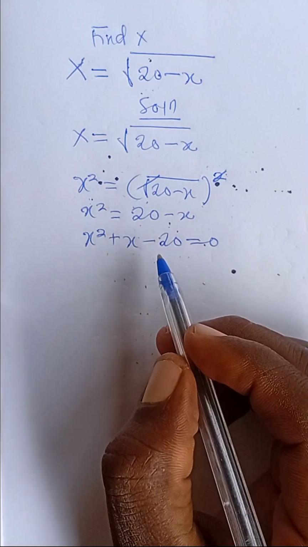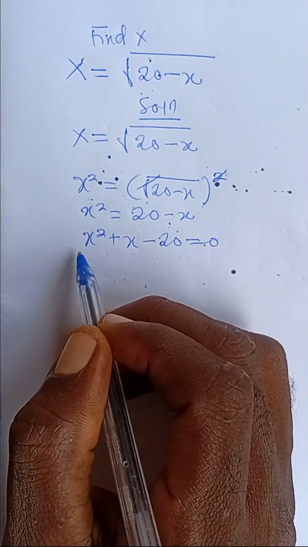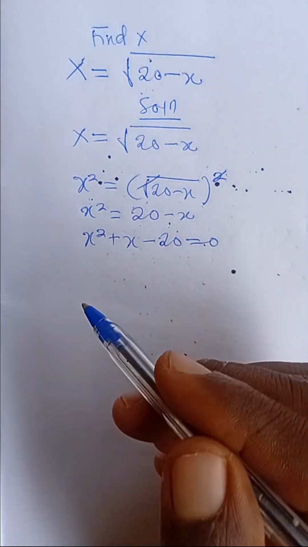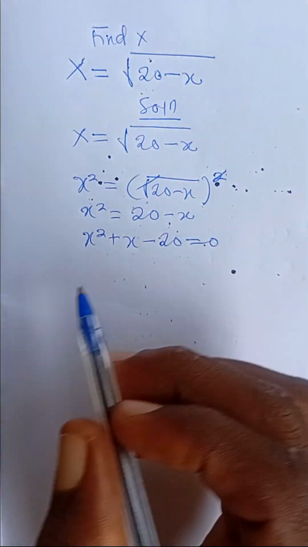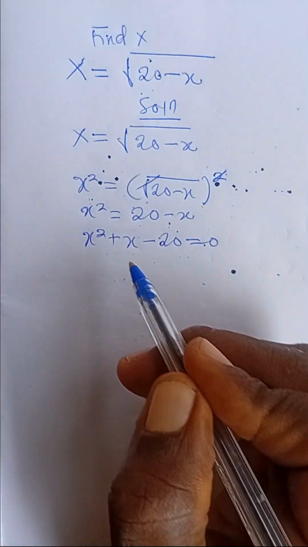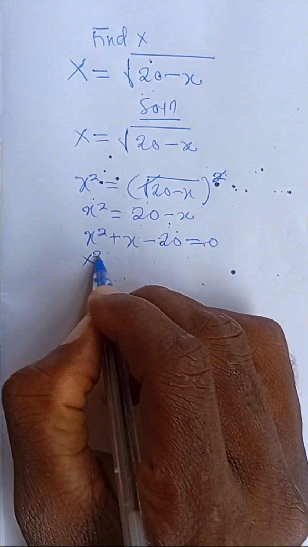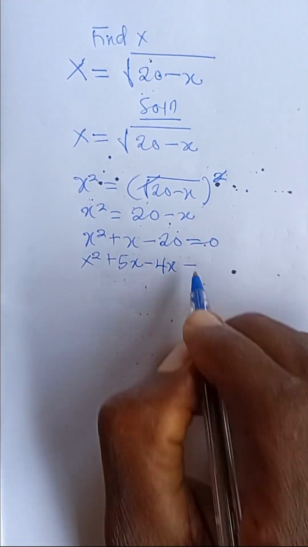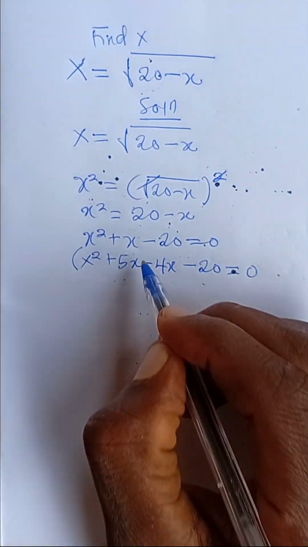To solve this, we just multiply this minus 20 by the coefficient of x squared, which is 1. Then we find the factors of minus 20. Find two factors of minus 20 such that if you multiply them, you must get minus 20, but if you add them, you must get the coefficient of x. Obviously, the numbers are 5 and minus 4. So just write x squared plus 5x minus 4x minus 20 is equal to 0. Then we pair these terms here.